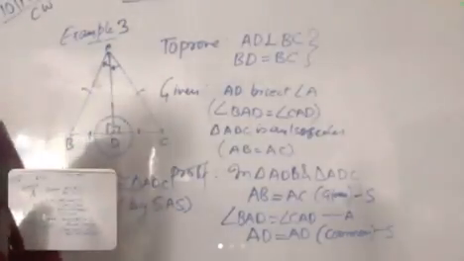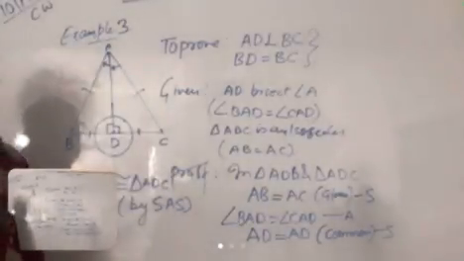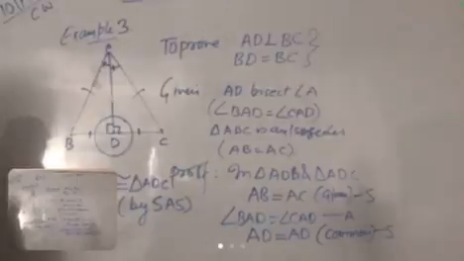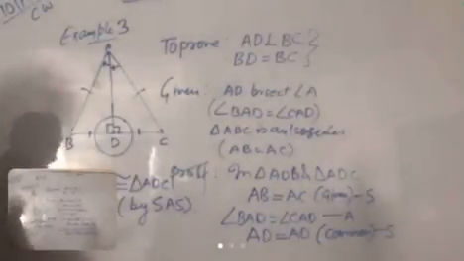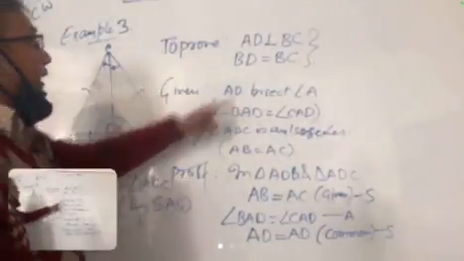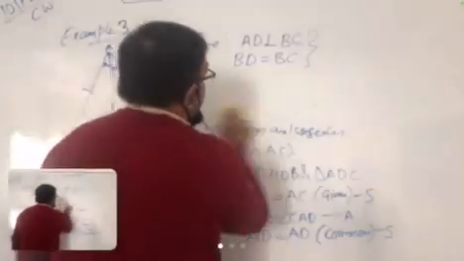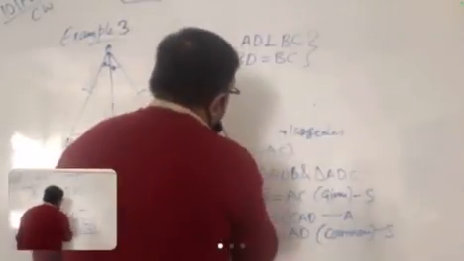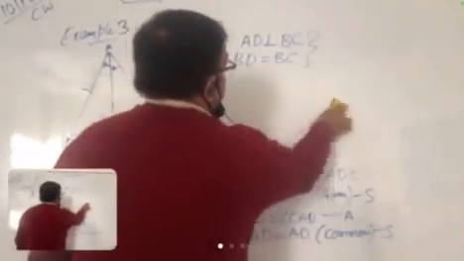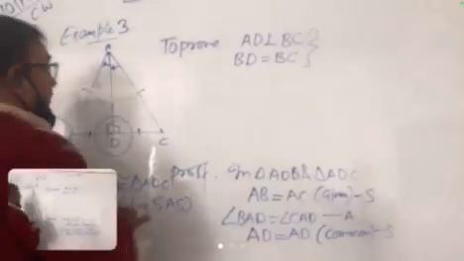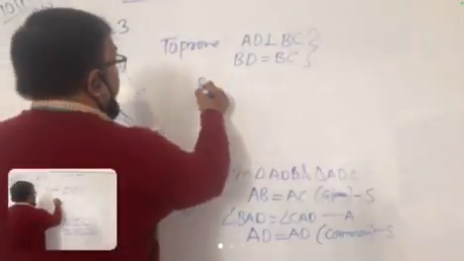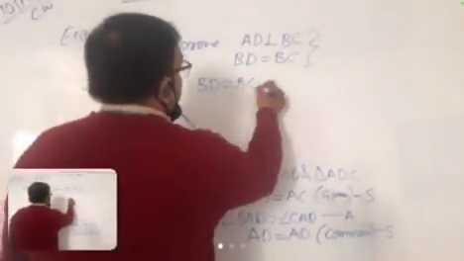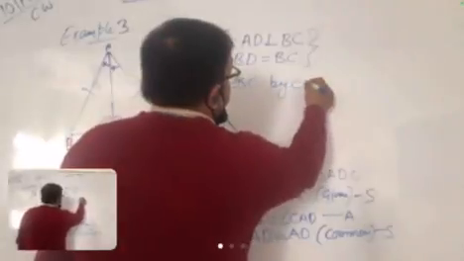Did anyone understand or not? Yes, sir. Okay. Now, but we have to prove these two things. Now how will we prove this? We have just proved the triangles congruent. Now after that, if the two triangles are congruent, then BD is equal to DC by CPCT.